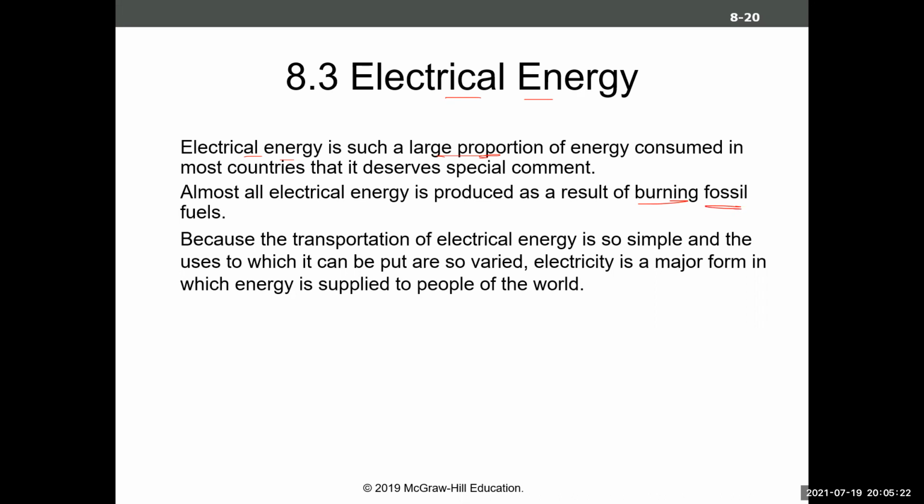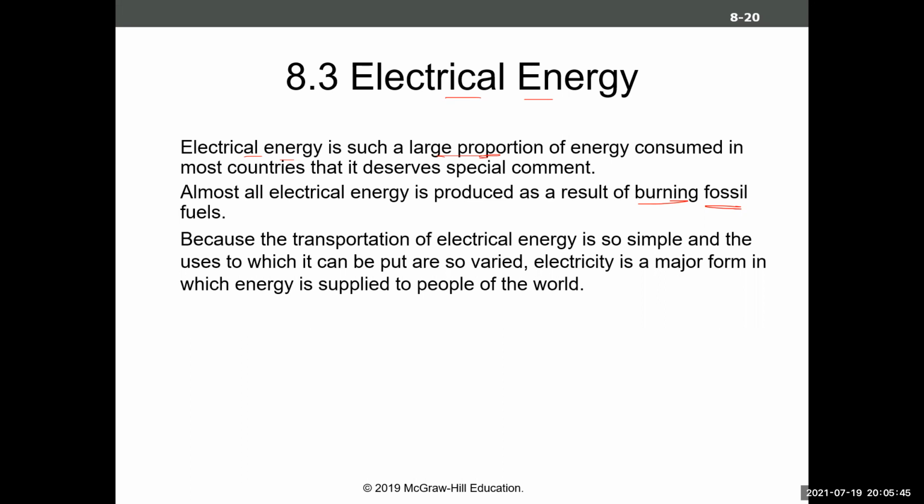So you can burn fossil fuels. It doesn't have to come from fossil fuel burning, but most of it does. I should say it that way. Basically you can burn coal to heat steam to turn a turbine, and the movement of that turbine can be converted into electrical energy.